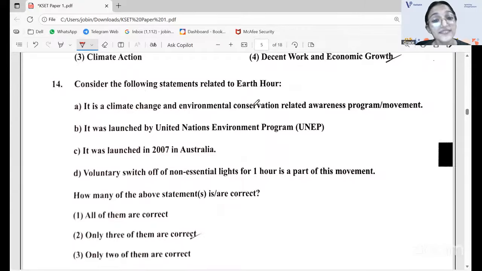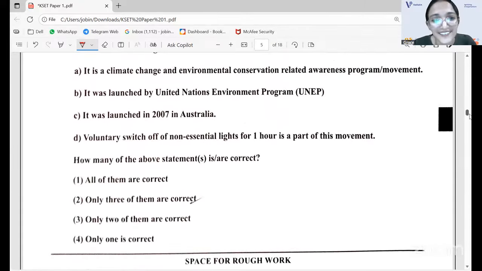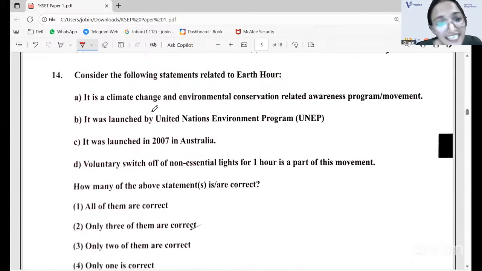Consider the following statement related to Earth Hour. This is very important. You have to observe this question very keenly. It is a climate change and environmental conservation related awareness program and movement. That's true. It was launched by the United Nations Environment Program. That's not true. It was launched by WWF, the World Wildlife Fund. So this is not the right answer.